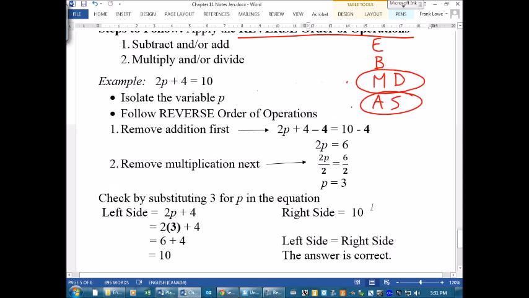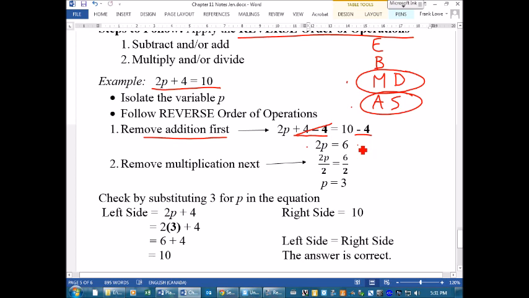So if you have a question like this, 2p plus 4 equals 10. The first thing we're going to do is remove addition first. So if you have a positive 4, you throw in a negative 4. You do it on both sides. This cancels out. You're left with 2p equals 10 minus 4, which is 6.